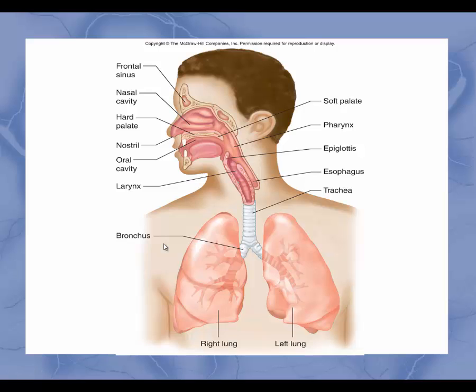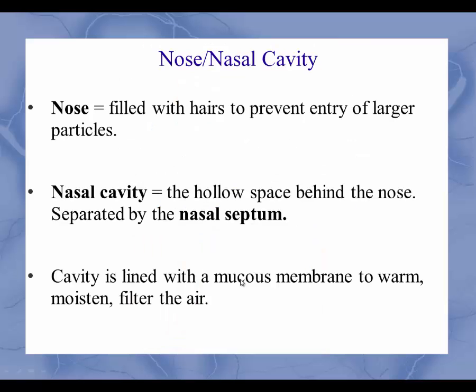Here's a generic illustration of the tract itself. The sinuses appear, the nostrils and mouth, larynx here, trachea here, and we'll branch off into the bronchi and then the lungs. I will start with the nose and then kind of work our way down into the lungs. The nose, filled with hairs to prevent entry of any larger particles into the lungs.